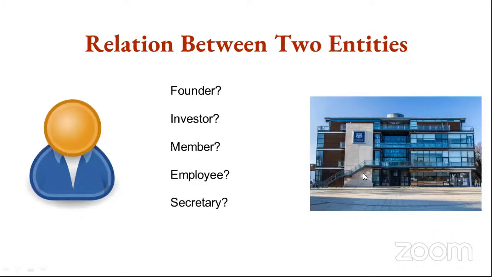For example, between two entities, there could be many relationships possible. Let's suppose there is a person and there is an institute. Between the person and the institute, there are many different types of possible relationships. Like who is the founder of the institute? Who is the investor of the institute? Who is the member of the institute? Who is the employee of the institute? Who is the secretary of the institute? So there are multiple possible relationships between the entity and the institute.